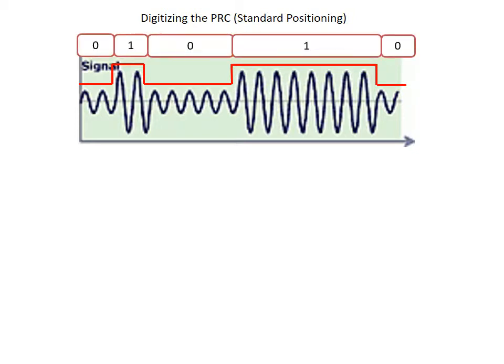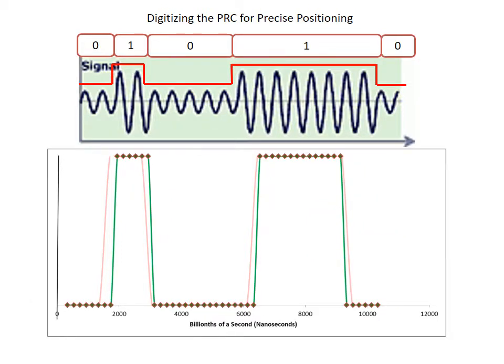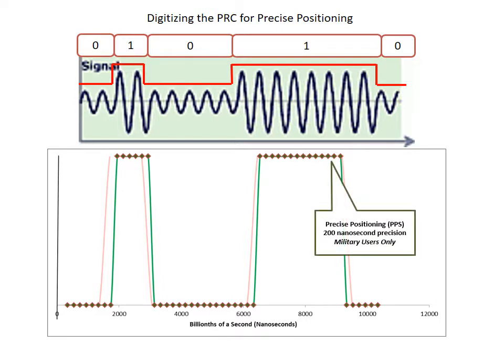To use the PRC signal in calculations, your GPS unit digitizes it into a series of ones and zeros. Remember the PRC frequency? Here's a digitized PRC against time. Its wavelength frequency of 340 nanoseconds sets a limit on your GPS unit's positioning precision. Standard GPS units are limited by this 340 nanosecond frequency. Increase the frequency and you increase your precision. Military users have GPS units that can make use of a higher PRC frequency and can get more precise positioning information.